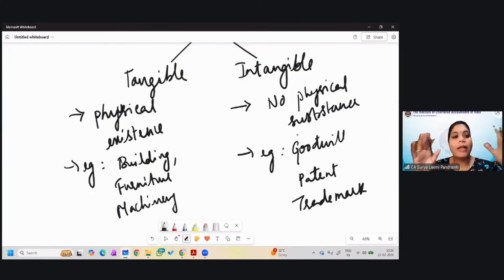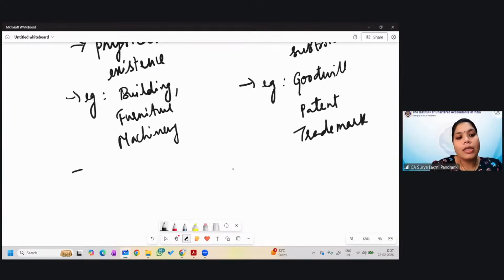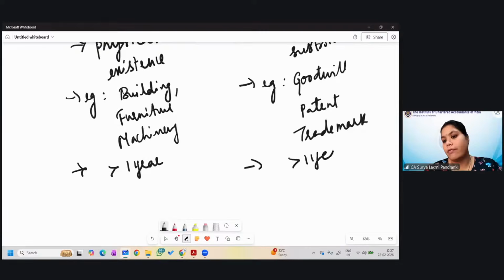Tangible assets mean something that is visible to you, that you can feel, with physical existence. But when it is an intangible asset, there is no physical substance, no physical existence of that particular asset. There are many examples. Yes, you all are right with the examples. Now, this also has a useful life of more than 1 year. You use this asset for more than 1 year. This also we use for more than 1 year, definitely. That is why these are called non-current assets also. Whether it is physical or not, you use it for more than 1 year, for sure.